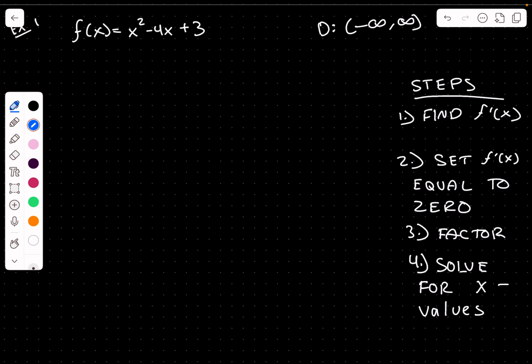So what are even the steps to finding our critical points? Well, I have them listed here. Our first step is going to be finding the derivative. Again, I'm going to assume you know how to find the derivative, so I'm not going to show all the baby steps or explain the rules. So f'(x) is going to be 2x minus 4. After we have found our derivative, we set it equal to 0.